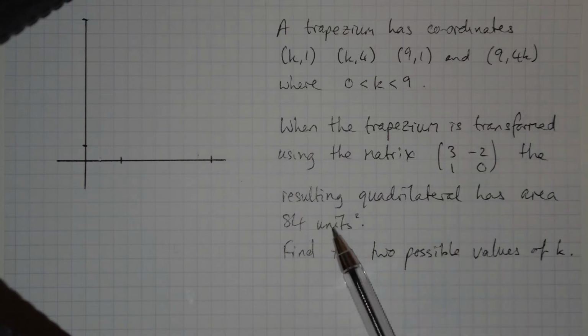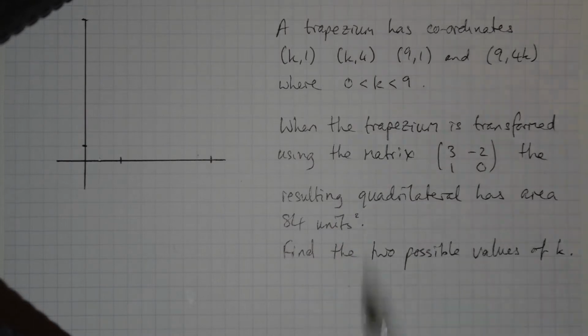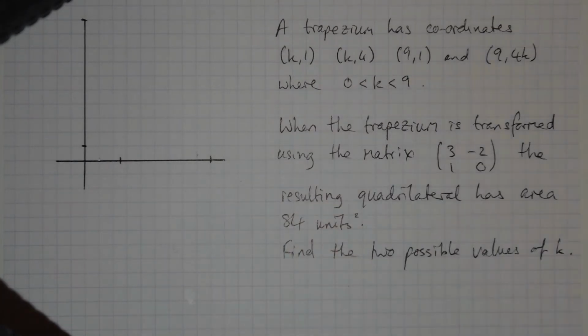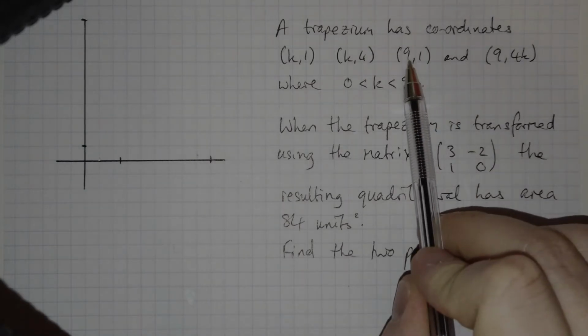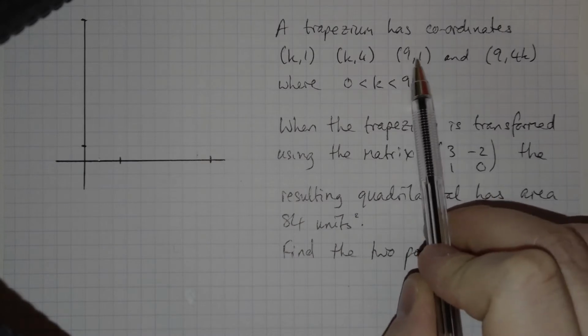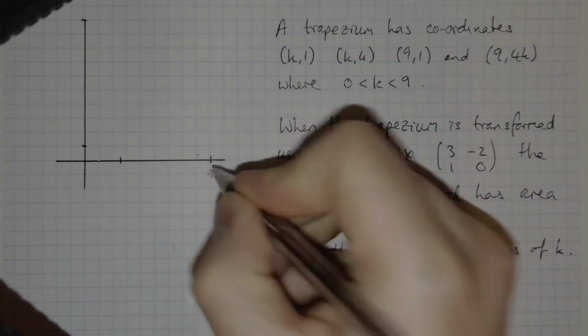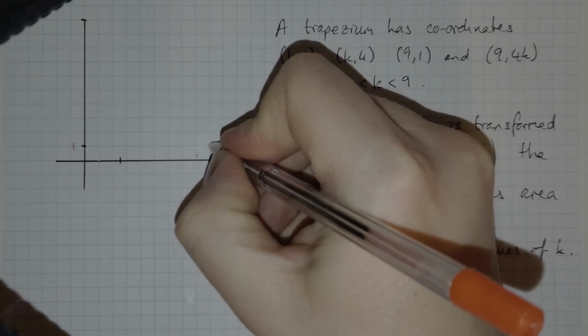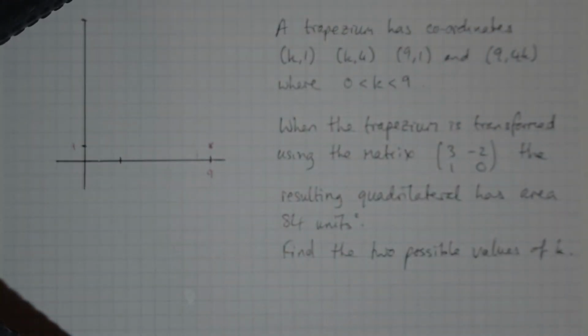But I do know the area of the new one, the area of the transformed one. This should be enough information to work out k, and therefore I know all the coordinates of the original trapezium. Right, let's go ahead then and try solving this. So there's one coordinate I can plot straight away, and that's the coordinate 9, 1. So if I label that 9 and that 1, then I can put 9, 1 there.